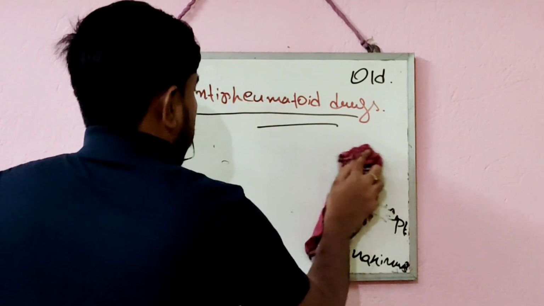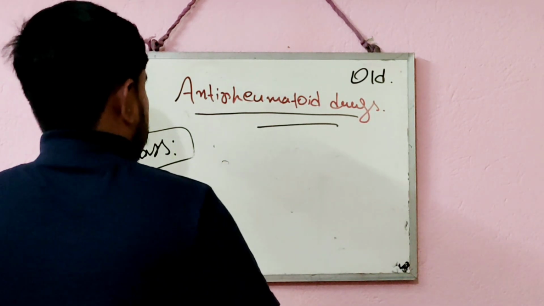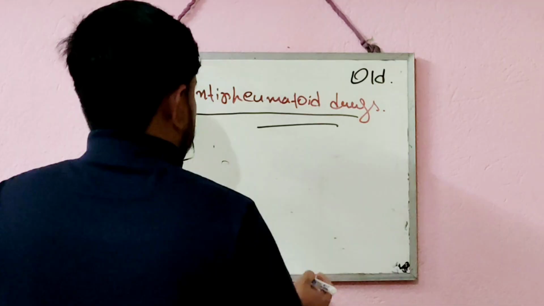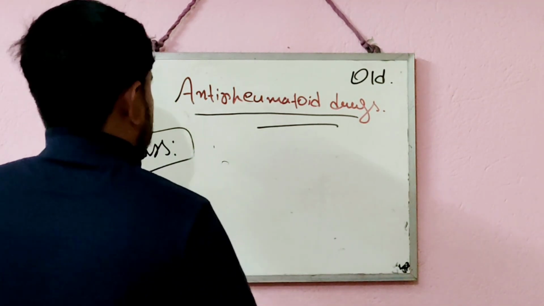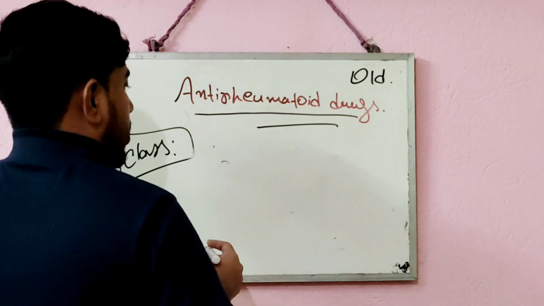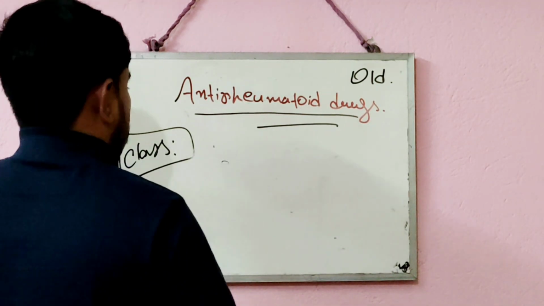First one is biological. In biological, TNF alpha reduction is by etanercept. The IL-1 and 6 inhibitor is anakinra, and non-biological drugs are chloroquine, methotrexate and sulfasalazine.